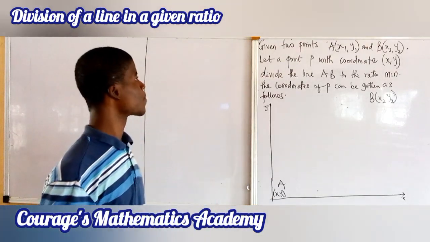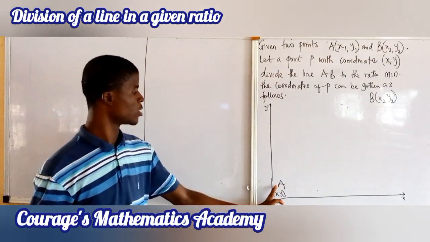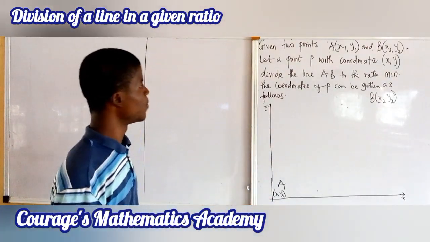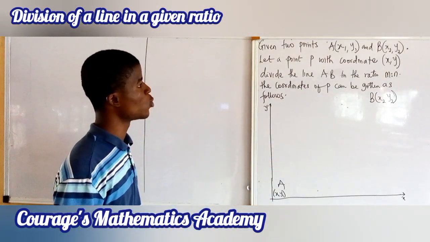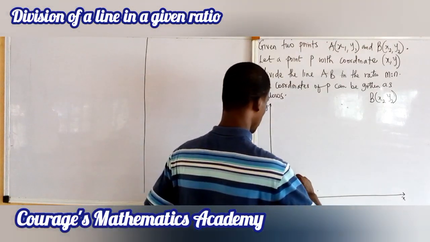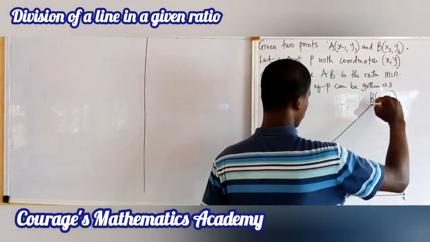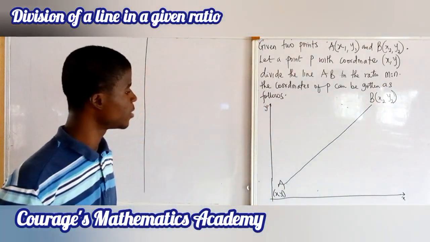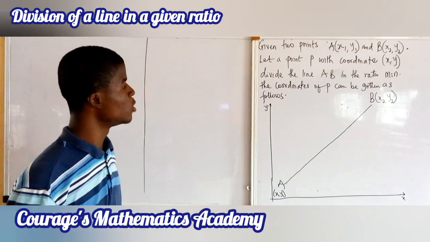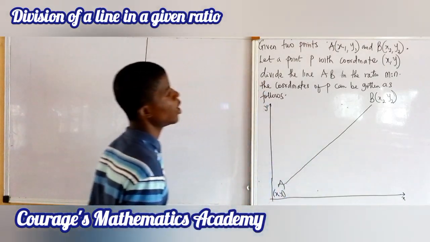Now, given 2 points, A with coordinate x1, y1, and B with coordinate x2, y2. Let a point P with coordinate x, y divide the line AB. So first of all, let's take the line. So let this be the line AB. A point P with coordinate x, y divides the line AB in the ratio m to n.